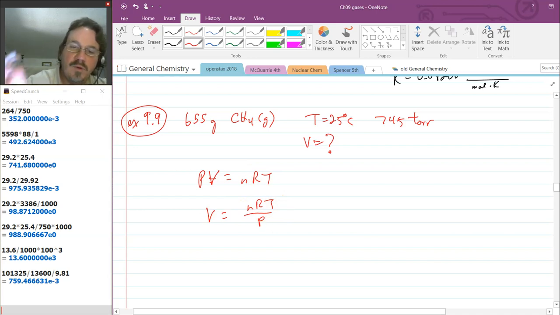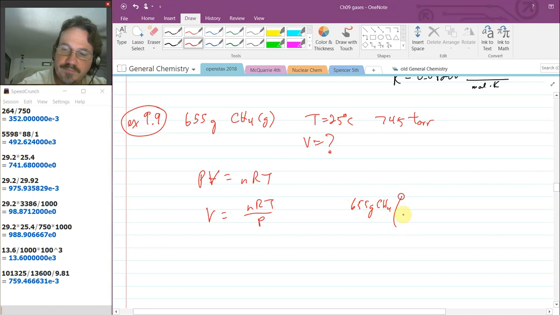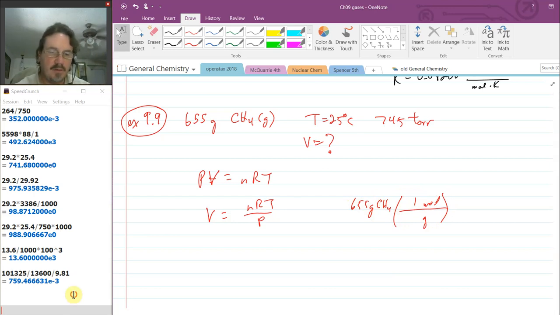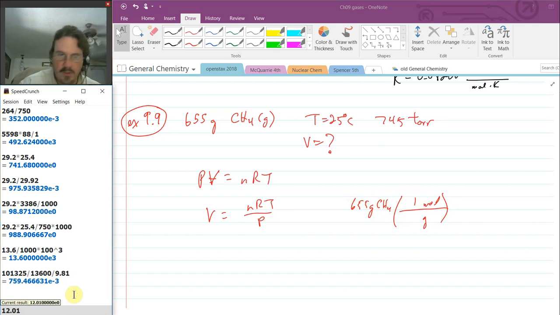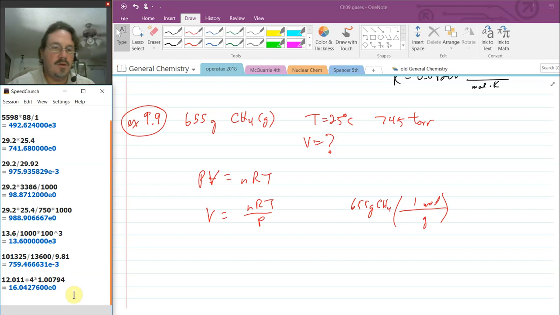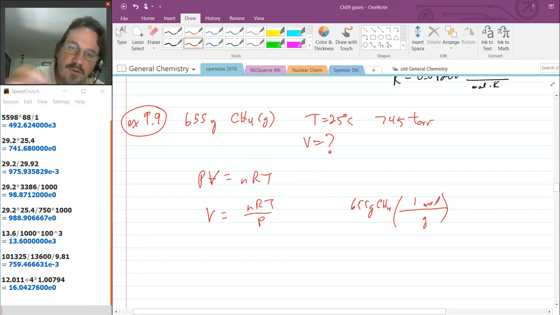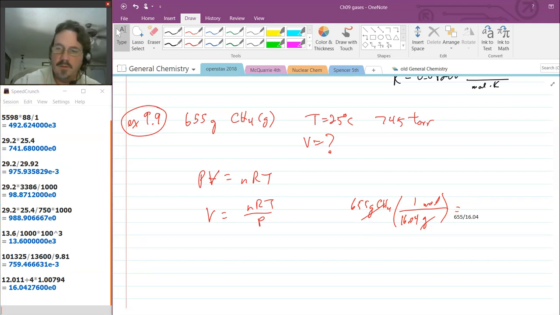Well, let's see. I don't know moles, but I know grams. I know I have 655 grams of methane, CH4. I can convert that to moles, grams to moles. 1 mole of methane. Well, let's see. Let's add that up. 1 carbon, 12.011, and 4 hydrogens, 1.00794. So 16.04 is my molar mass of methane. So that would cancel out.